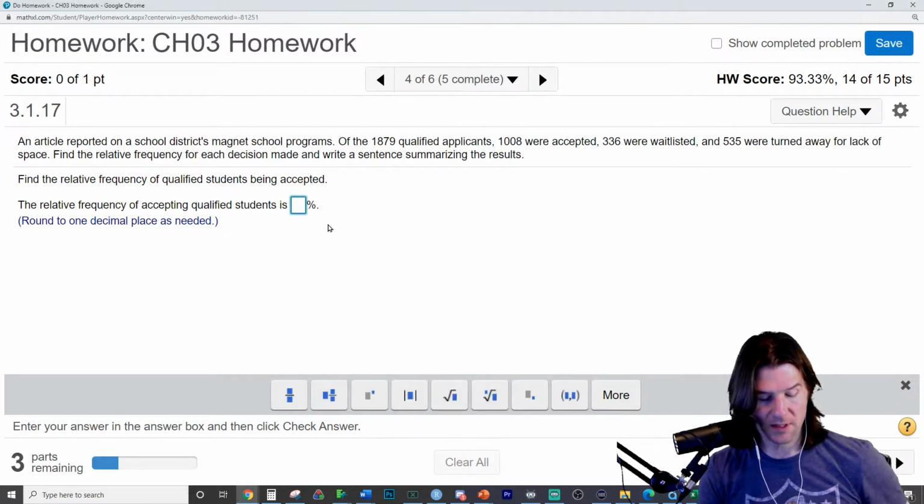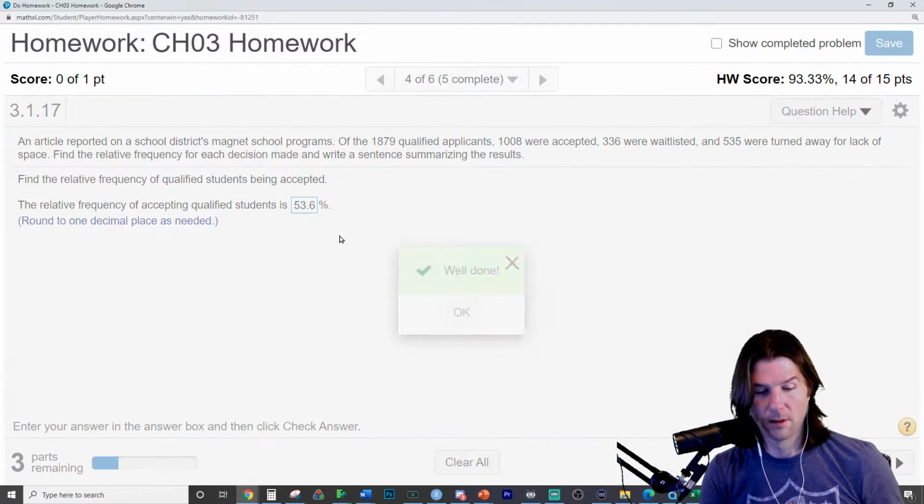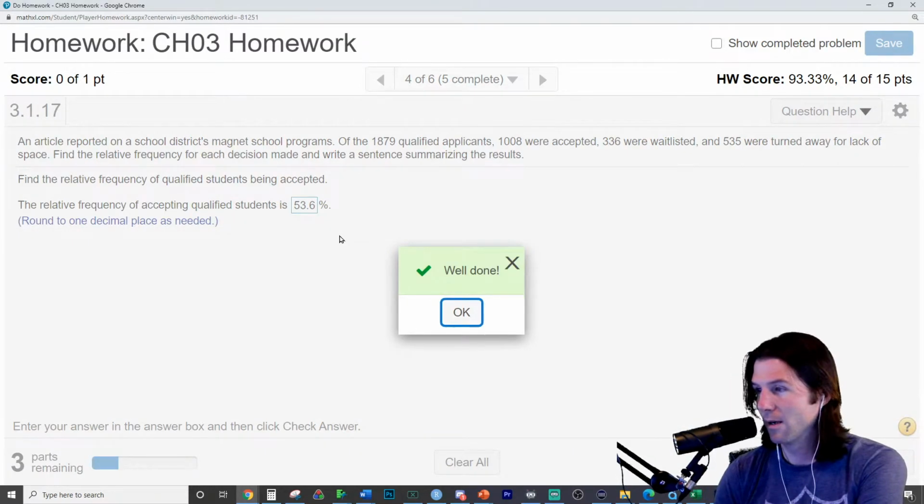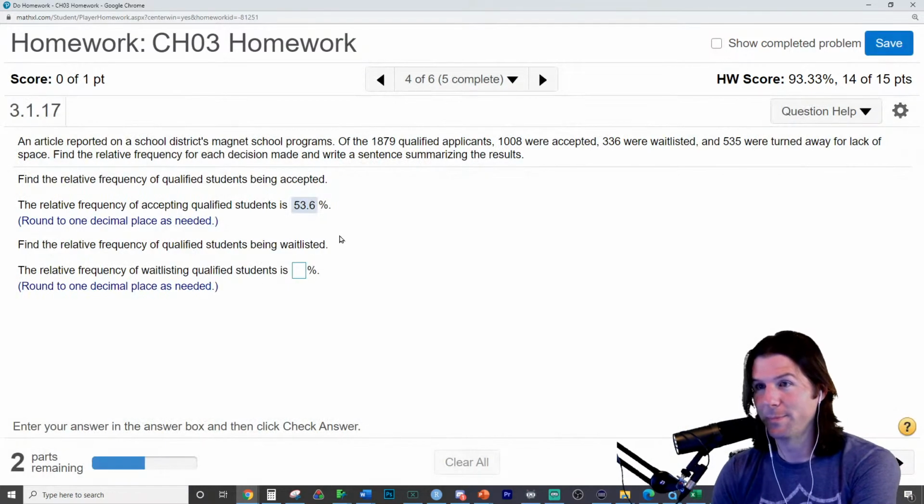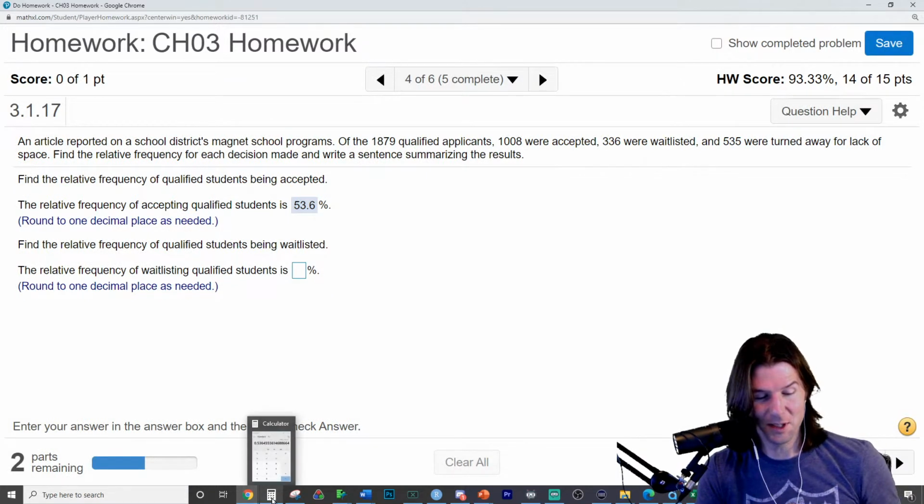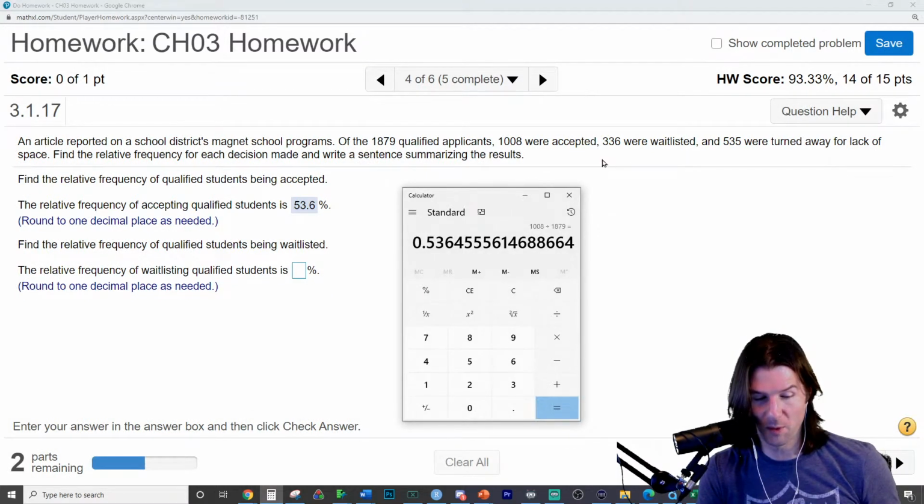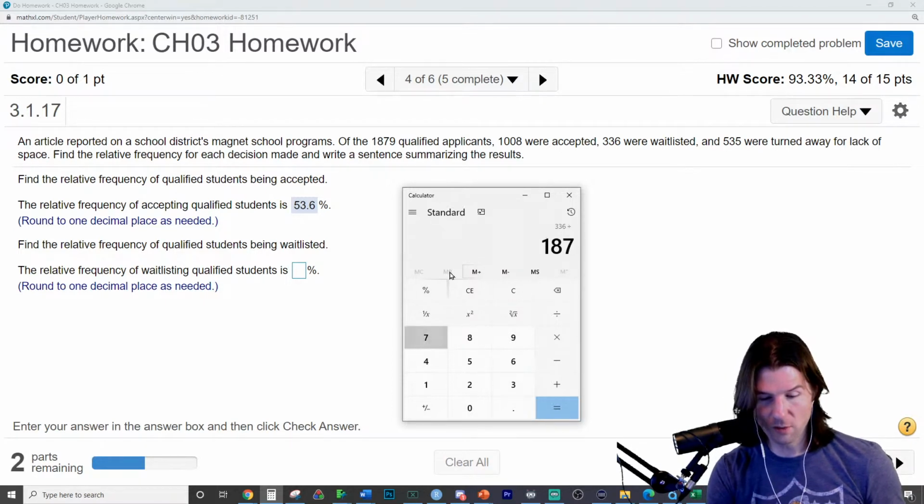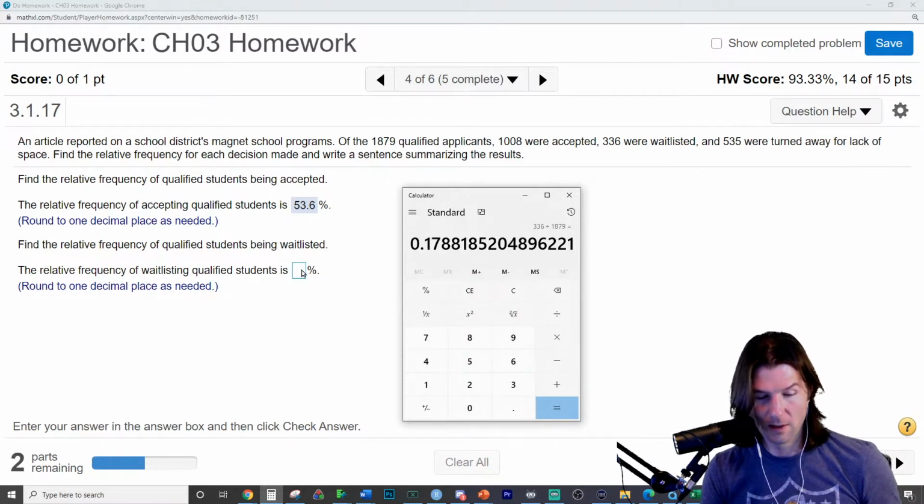Oh my gosh, did I put in a 7? I really don't know how to round today. Never try to speed through assignments, so I get prone to errors. So this is waitlisted. It's how many were waitlisted out of the total. Very easy to make errors.